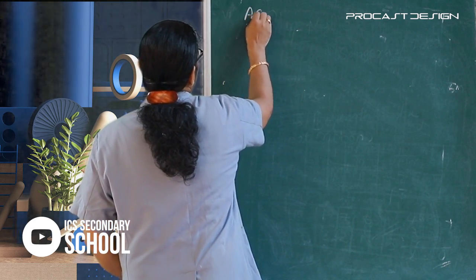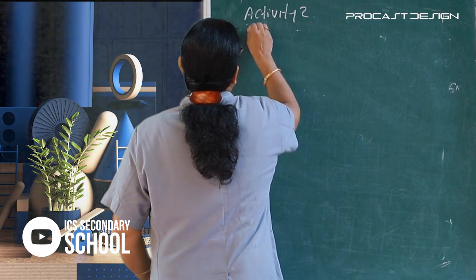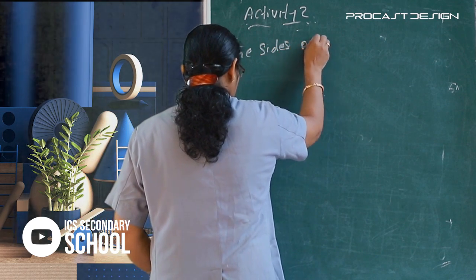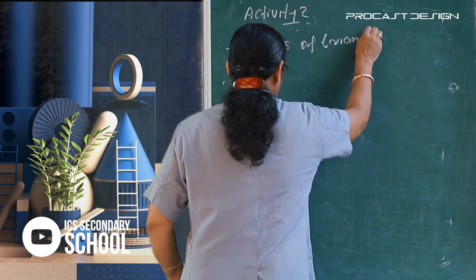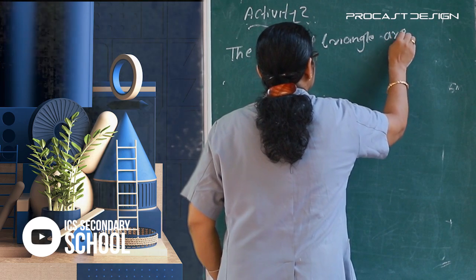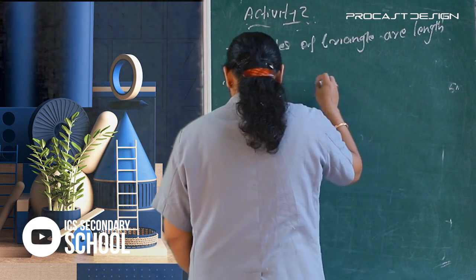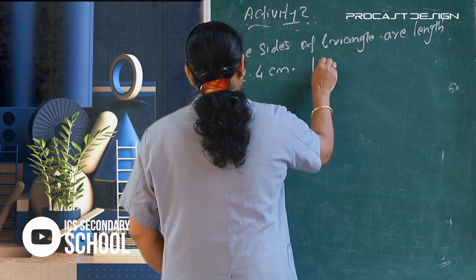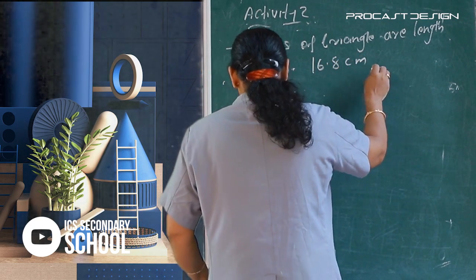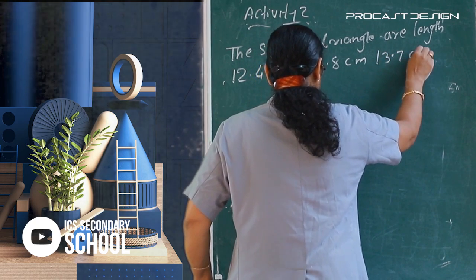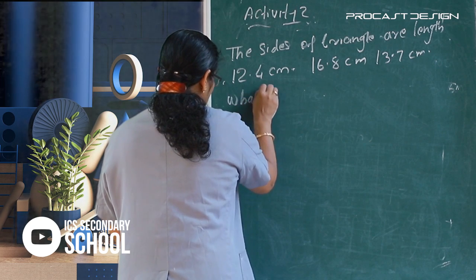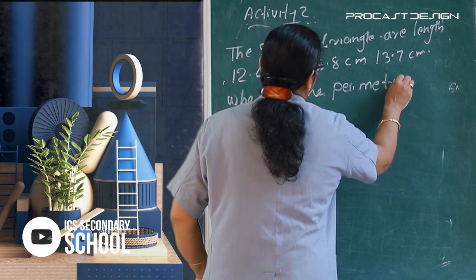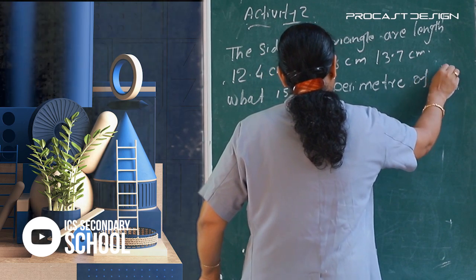Activity 2. The sides of a triangle are length 12.4 centimeter, 16.8 centimeter and 13.7 centimeter. What is the perimeter of the triangle?